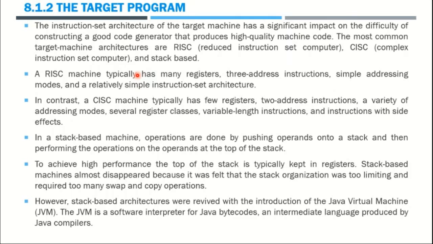To overcome this problem, we use the JVM, Java Virtual Machine. This JVM is software for generating the bytecode for the Java programming language. Here an intermediate language is produced by the Java compilers. That generated intermediate representation is taken as input by the JVM, and the JVM is responsible for generating the target code, that is bytecode.